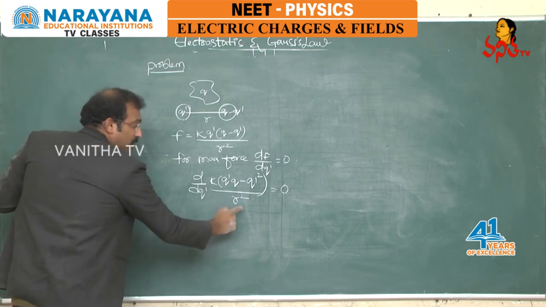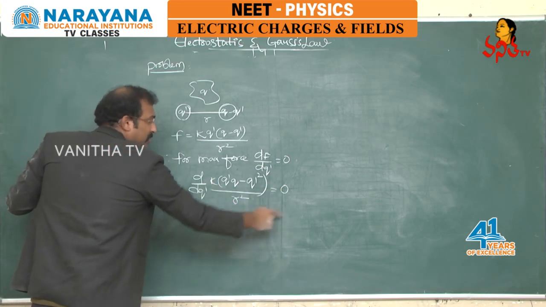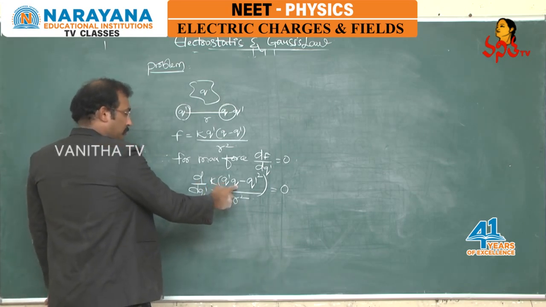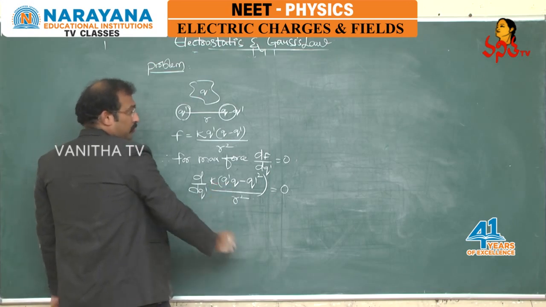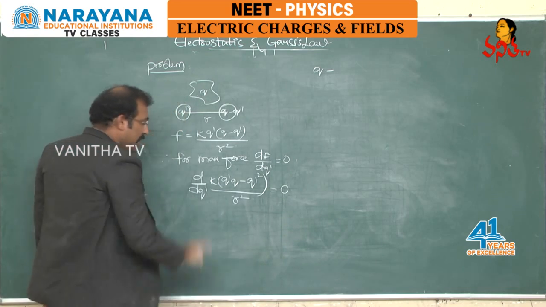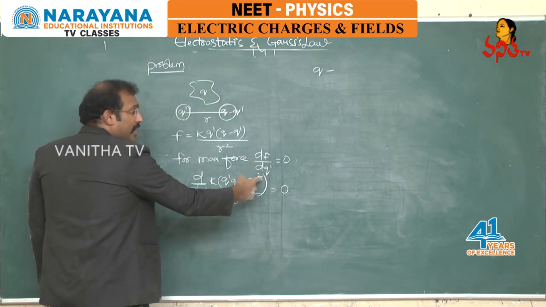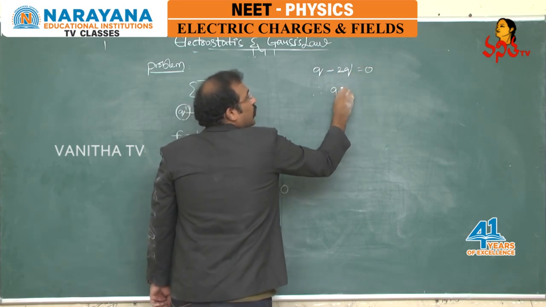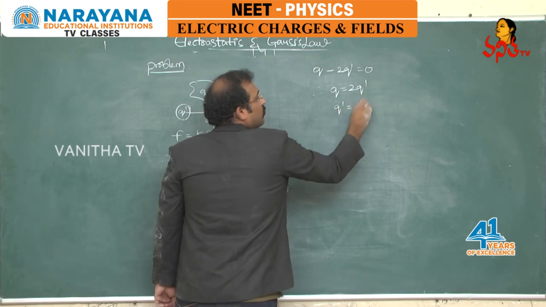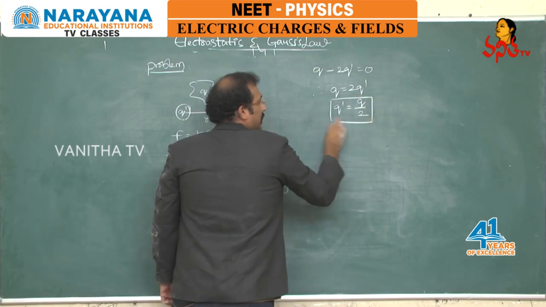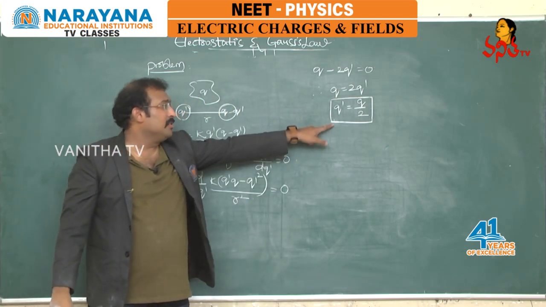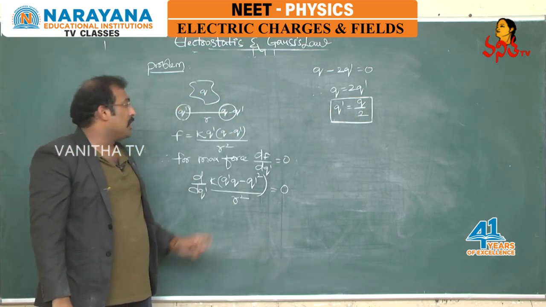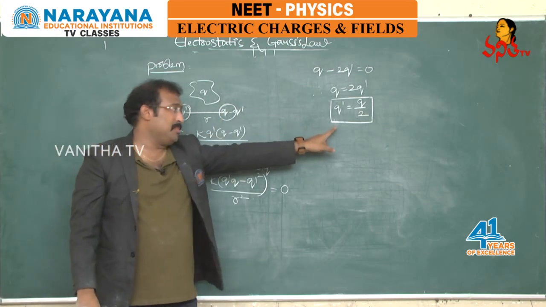Therefore, this constant I'll bring to this side, and this one I will bring to this side. So d by dQ' of Q'(Q − Q') is Q minus d by dQ' of Q'^2, which is 2Q'. 2Q' is equal to 0... Therefore, Q is equal to 2Q', so Q' is equal to Q by 2. From this we can understand that the charge Q must be divided into two equal parts so that the force between the two parts would be maximum.